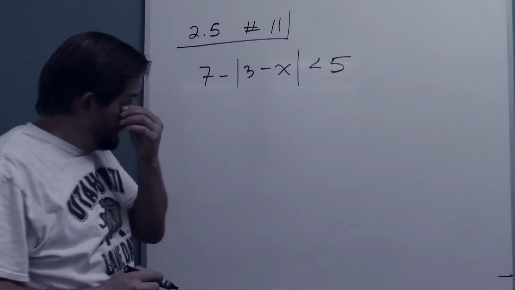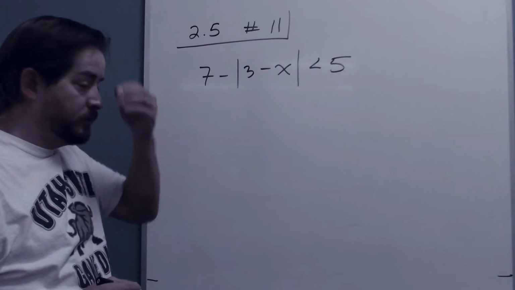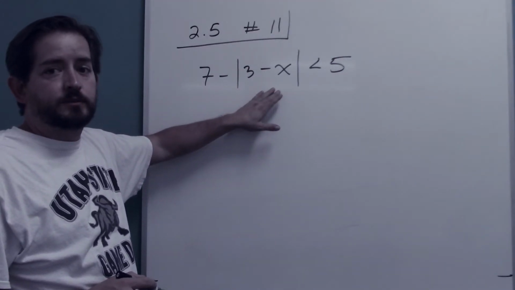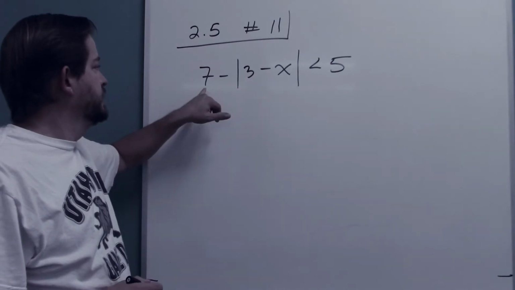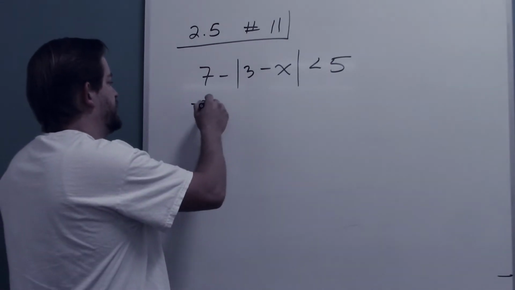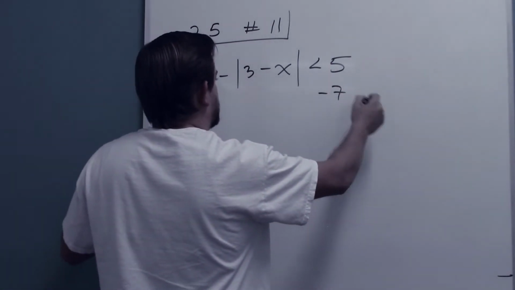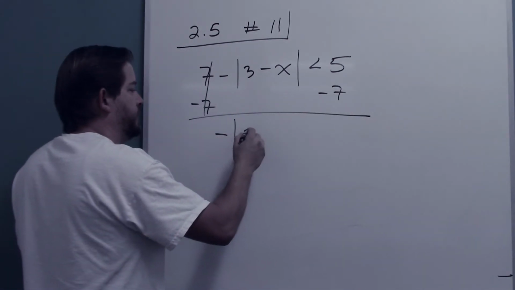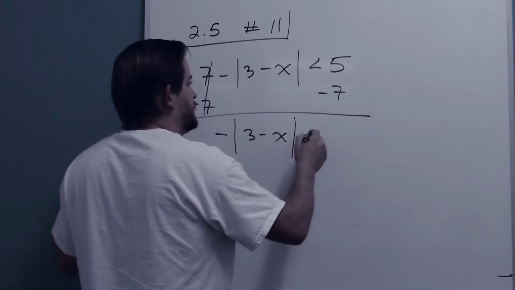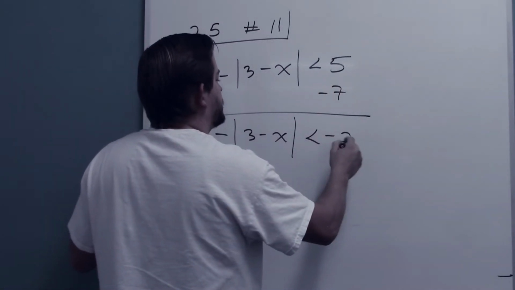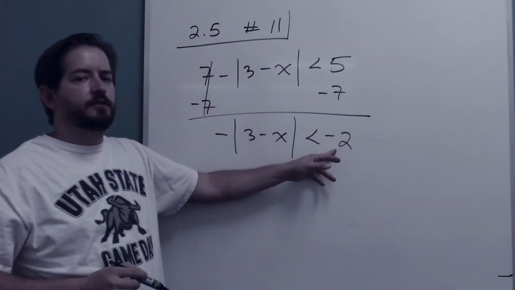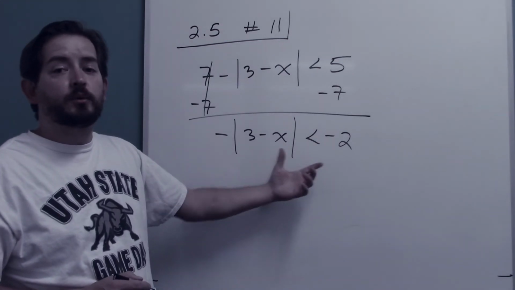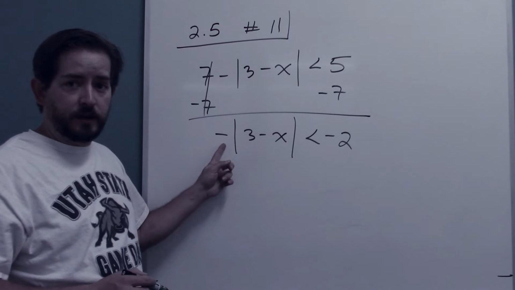So as with any other absolute value inequality, I want to isolate the absolute value expression before I do anything else. So I'll subtract 7 from both sides. That gives me minus the absolute value of 3 minus x is less than negative 2. And it's tempting to see this negative on the right-hand side and say, oh, it's the absolute value in relation to a negative, but we're not done isolating the absolute value.